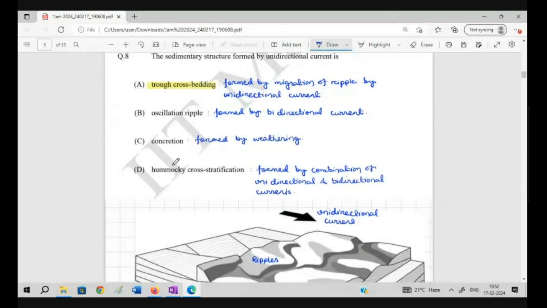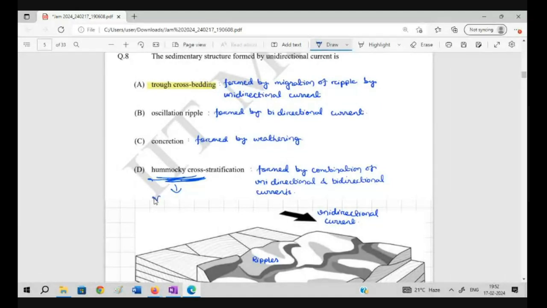Now the next one: the sedimentary structures formed by unidirectional current. Among the four options, which one is formed by unidirectional current? Let's see. At first, option A is trough cross bedding, option B is oscillation ripples, option C is concretion, and option D is hummocky cross stratification. Let's discuss from the bottom first. Hummocky cross stratification, if you remember, is formed on the continental shelf during marine storms.